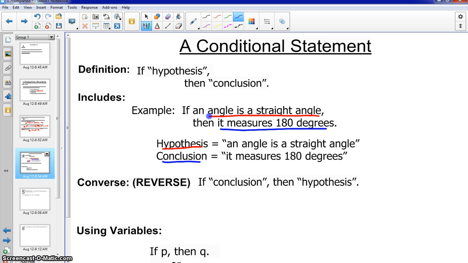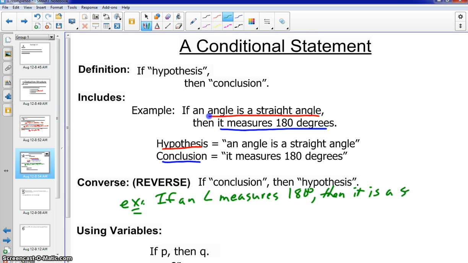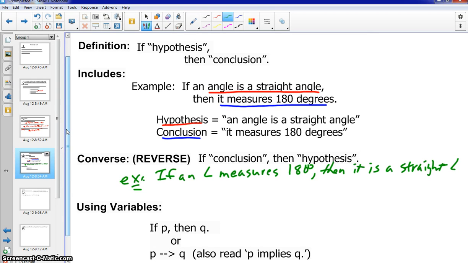The converse is when we reverse the conclusion and the hypothesis. So if we take our example from above and write the converse of that, it would be if an angle measures 180 degrees, then it is a straight angle. And please notice that is also true because that is a definition. So definitions are reversible and they are true either way.